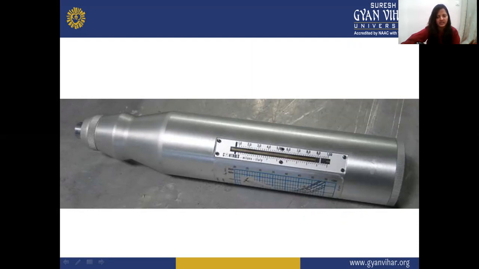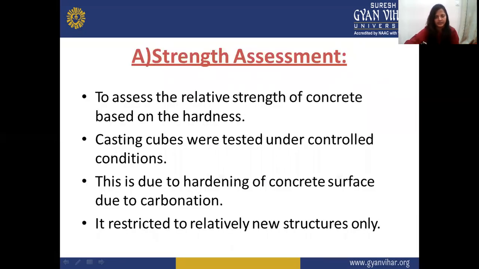And this device can be used multiple times. So it makes it economical, as well as the structure. It is a non-destructive method, and the structure does not get damaged. So it is extremely positive to use the rebound hammer test, because the integrity of the structure can be maintained even after testing.